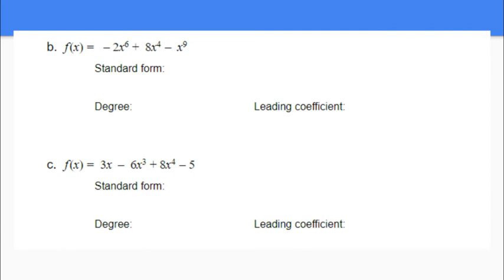All right. Two more. I'd like you to try these. Go ahead and pause the video. And just like we did before, rewrite this in standard form from highest degree to lowest, and then identify what two numbers. What is the number for the degree, and what is the number for that leading coefficient? Hit play when you are ready to check your work.